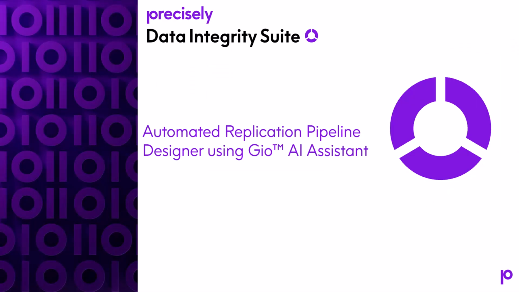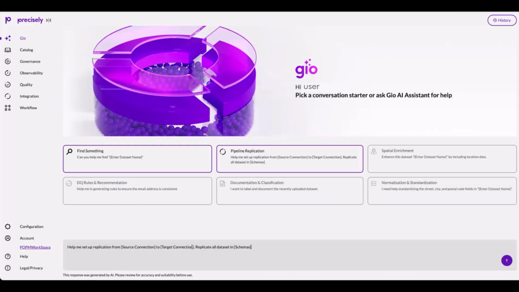Finally, let's take a look at another feature that streamlines how you build data pipelines. The Data Integration Replication Agent is a conversational AI tool that helps you create replication pipelines faster and with less manual configuration. Let's walk through how it works.